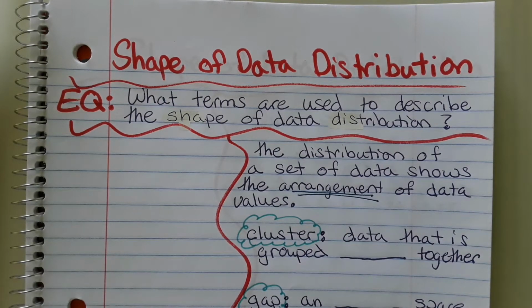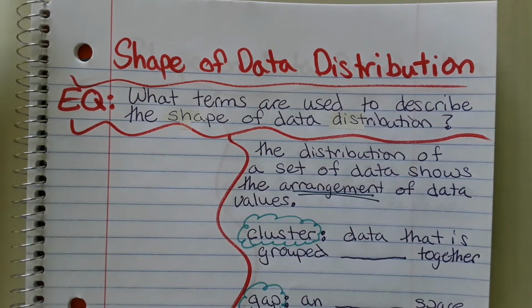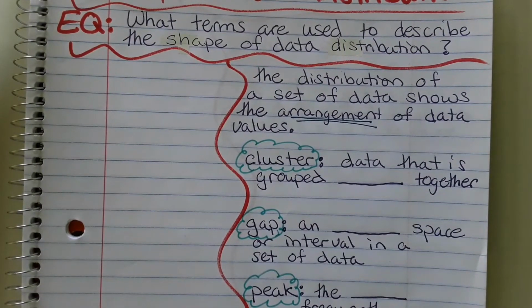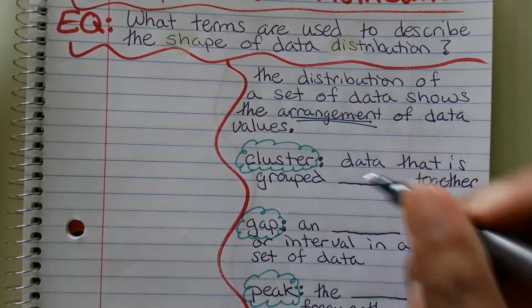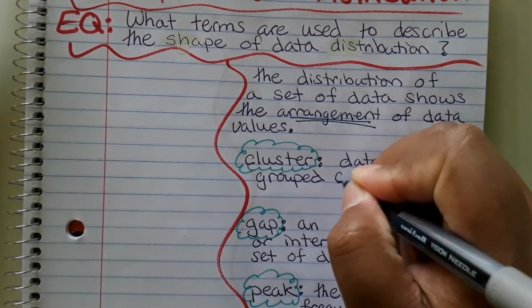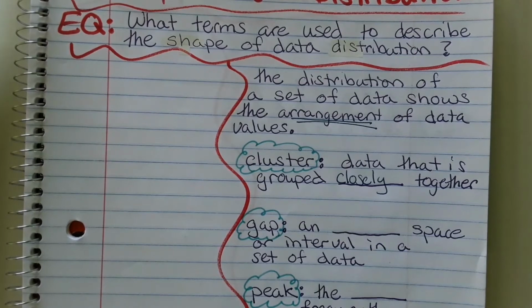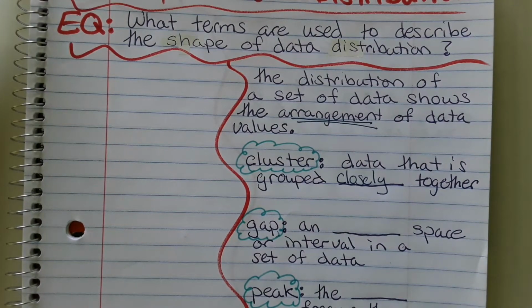Now we have 4 vocabulary words to help us to do this. The first one that you wrote down in your notes would be cluster. And you might have heard the word cluster before with like a cluster of grapes. It just means a group. So data that is grouped, and we're looking for it being grouped closely together. So when we have information that is grouped closely together, we call that a cluster.